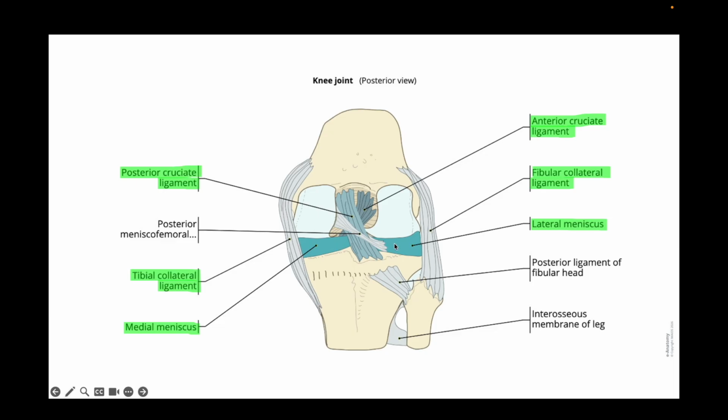You then have your lateral collateral ligament and then your medial collateral ligament. Some people call it the tibial and then the fibular collateral ligament, but I think if you just call it the medial and lateral collateral ligament, that is what they want from you in the part 1 exam. And then you've got your medial and then your lateral meniscus as well.